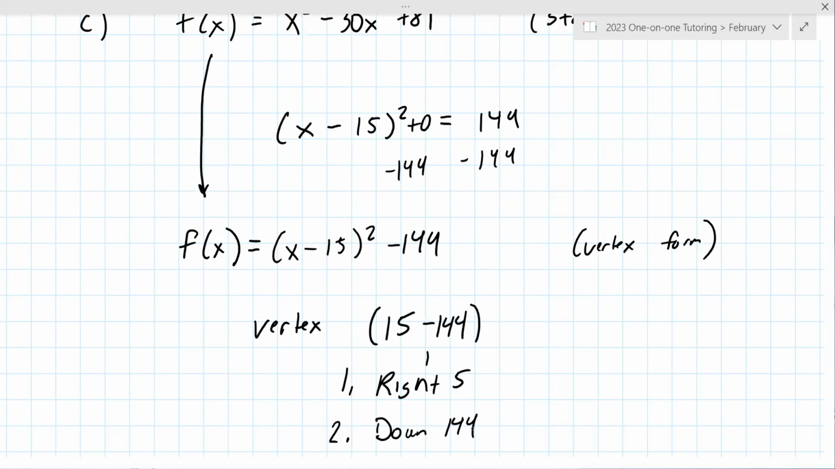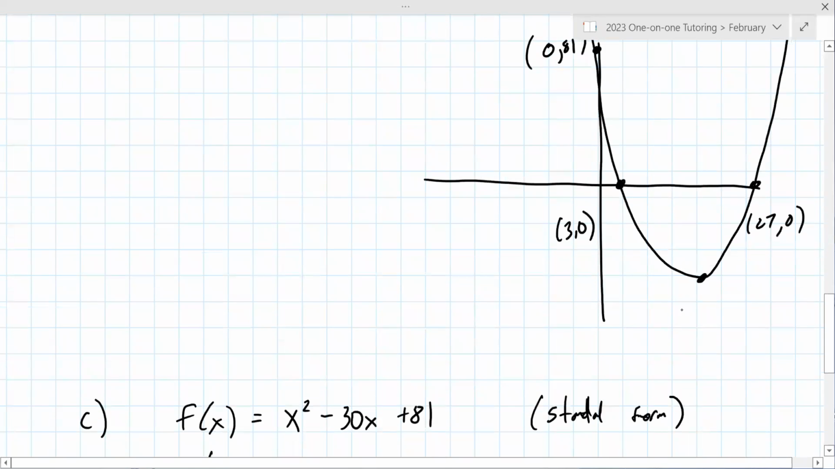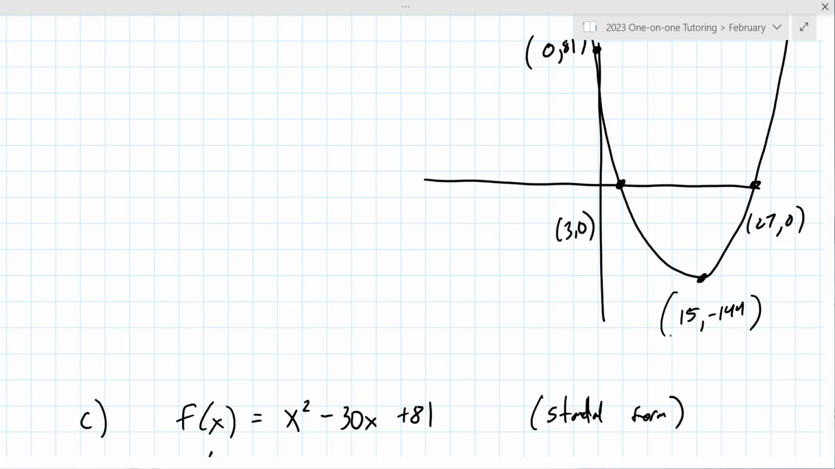So C is written oddly, but that is what they're asking for. And then the only thing we haven't done in the graph is label the vertex. So we'll add this vertex point in. Again, not to scale. And then sketching is just connecting the dots, right? Yeah, just a rough sketch.